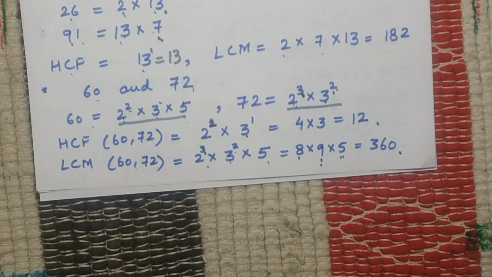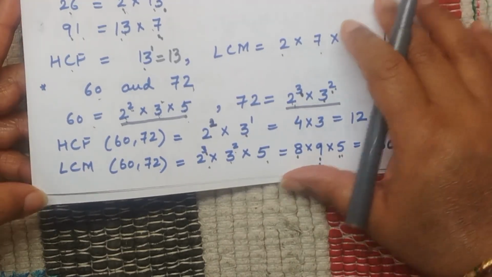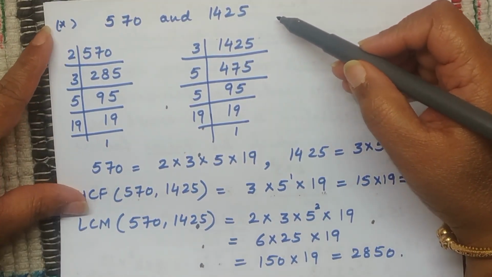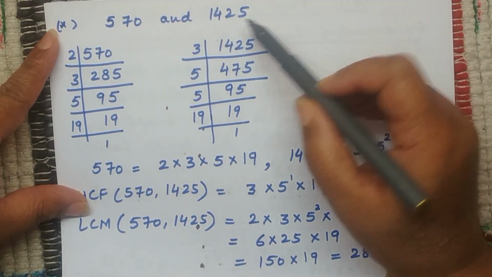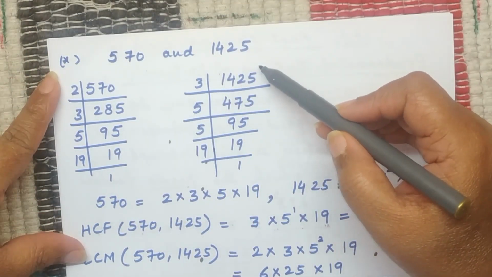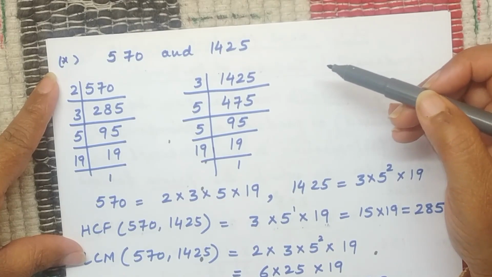For the HCF, we find the product of the common factors and the common factors are raised to least power. For the LCM, we find the product of the common as well as non-common factors, whereas common factors are raised to highest power. Now, let us discuss another case. Now, the numbers are 570 and 1425. We need to find the LCM and HCF of these two numbers using fundamental theorem of arithmetic. That is using prime factorization method.